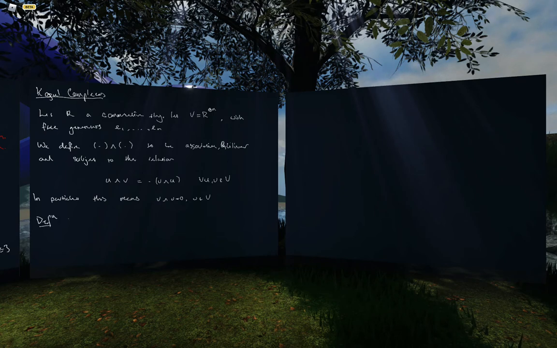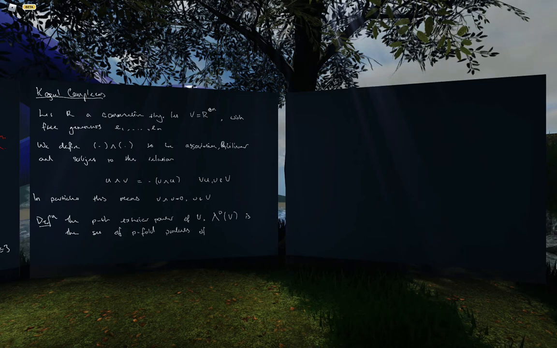Now we define the pth exterior power of V, which we denote by big wedge PV, is the set of p-fold products of elements of V. Right. And one can show that this is a free R module with the following set of generators. I won't do this now because I want to keep going. Is free over R with generators.